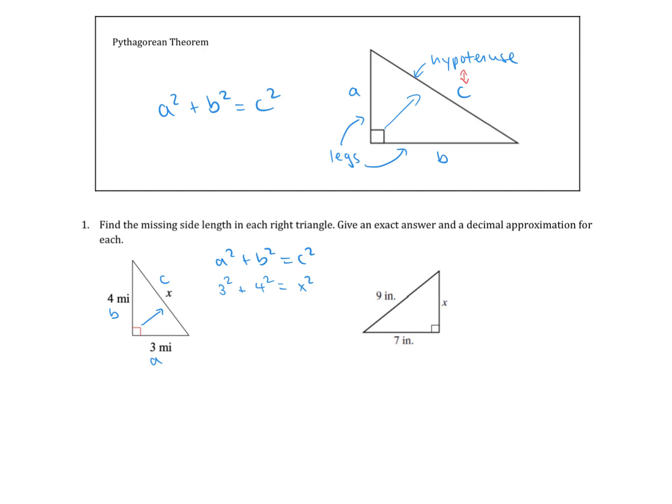And now I'm going to square 3 and 4, and I get 9 plus 16 equals X squared. I'm going to add those together. 25 equals X squared. And now to find X, I'm going to square root both sides to cancel the square. And normally when we square root both sides of an equation, we put a plus or minus on the side opposite the variable. But in this case, because it's geometry and side lengths can't be negative, we don't need to worry about the plus or minus. It's just going to be X is equal to the positive case.